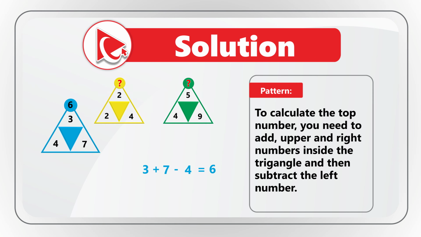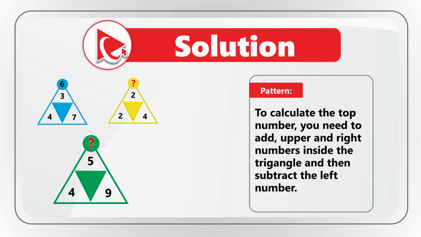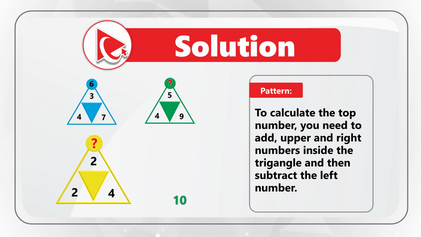For the green triangle, the calculations will be 5 plus 9 minus 4 equals 10. And for the yellow triangle, the calculations will be 2 plus 4 minus 2 equals 4. So the correct choice here is answer A, 10 and 4.